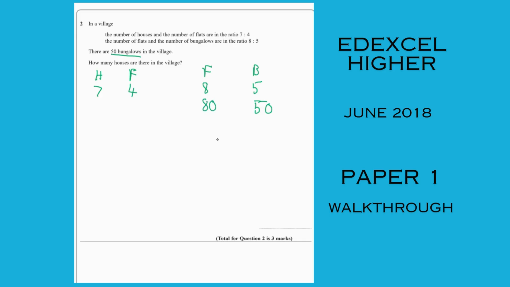So if there's 50 bungalows, there's 80 flats. In other words, there's 80 flats. That's a times by 20. Do the same to the houses. And you're home. You've got it right.